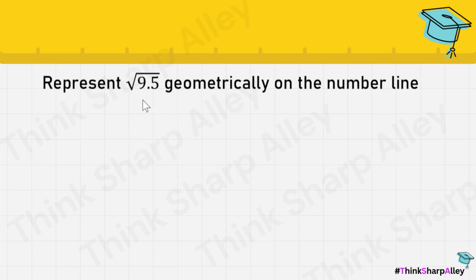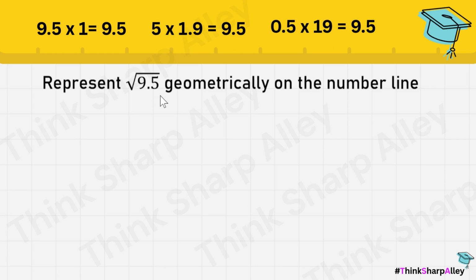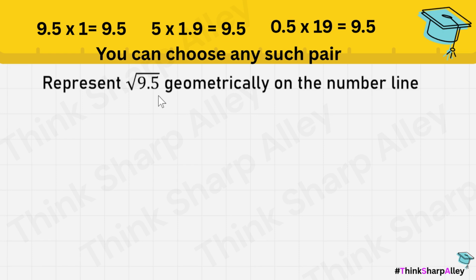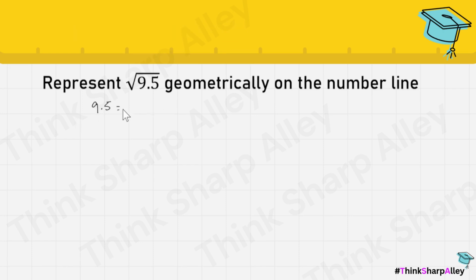Okay, so the first part over here is to break the number 9.5 into two numbers whose product is 9.5. You can split it any way you like. 9.5 into 1 gives 9.5. 9.5 can be written as 5 into 1.9 or even 19 into 0.5. They all work. So let's take 9.5 as 5 into 1.9.